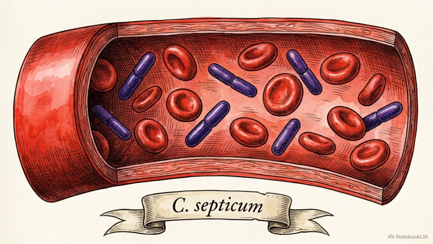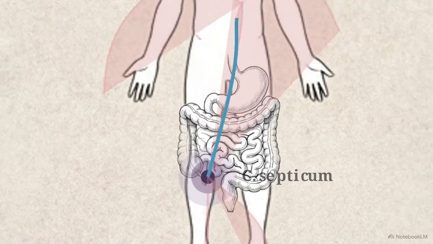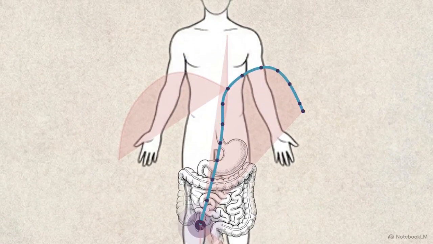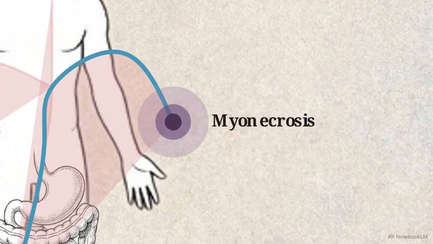Unlike C. perfringens, C. septicum is aerotolerant, meaning it can survive and travel through fully oxygenated blood. This aerotolerance allows the bacteria to escape the mucosal lining of the gastrointestinal tract and seed directly into distant, entirely healthy muscle tissue via the hematogenous route.